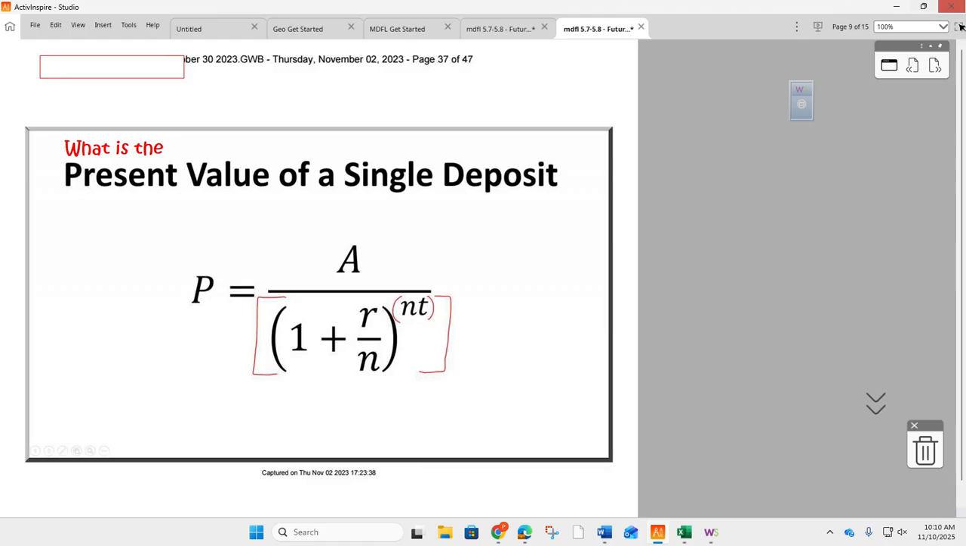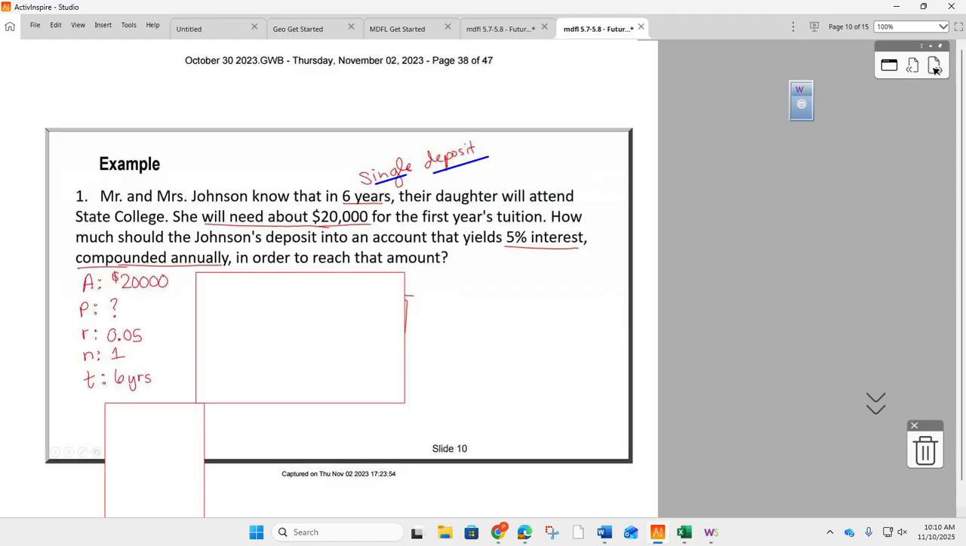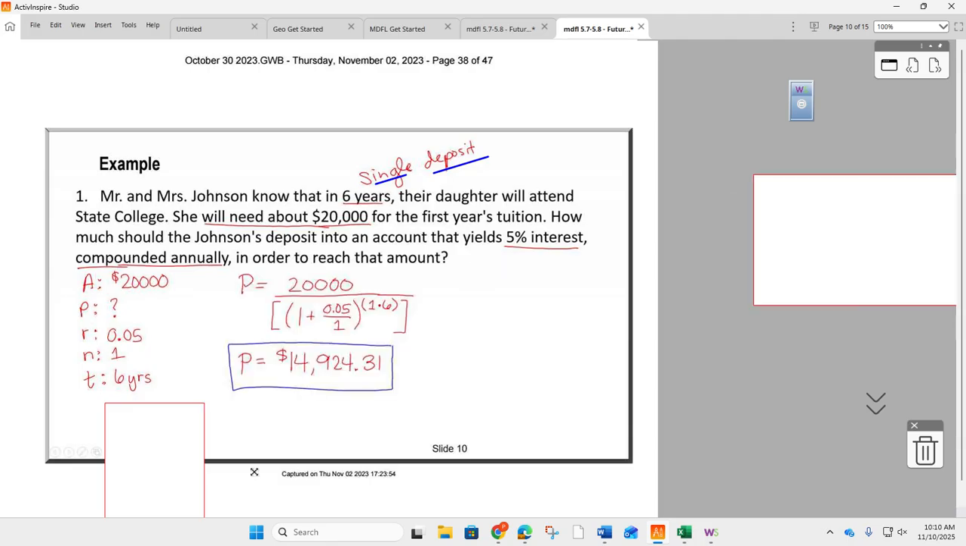So it should look like this in your notes, rounded to the penny. If you did not put that in your notes yet, let's go ahead and put that in your notes.